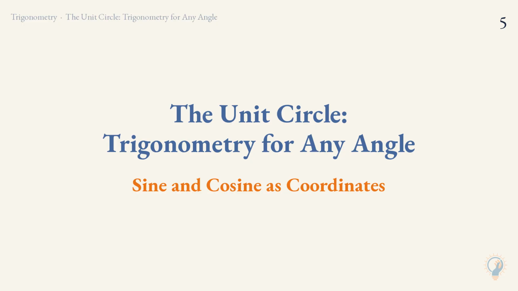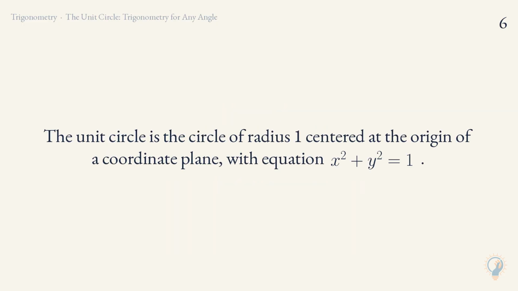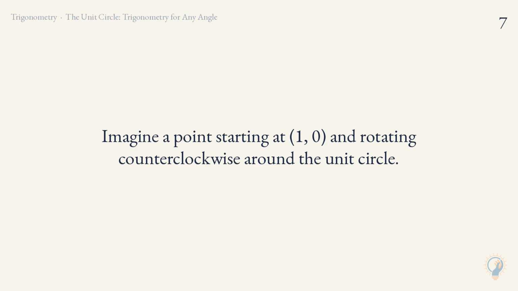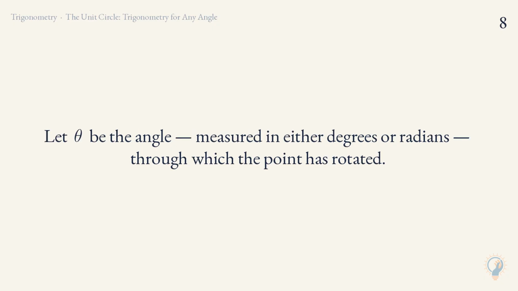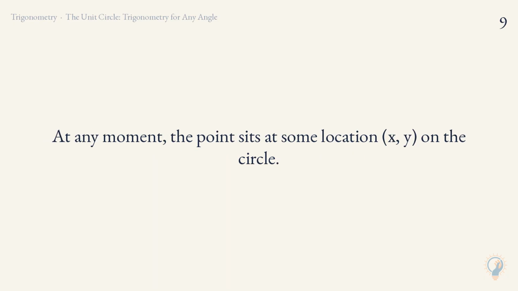Sine and cosine as coordinates. The unit circle is the circle of radius 1 centered at the origin of a coordinate plane, with equation x squared plus y squared equals 1. Imagine a point starting at the coordinates 1, 0 and rotating counterclockwise around the unit circle. Let theta be the angle, measured in either degrees or radians, through which the point has rotated. At any moment, the point sits at some location x, y on the circle.